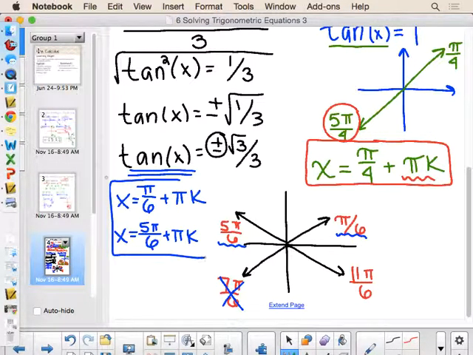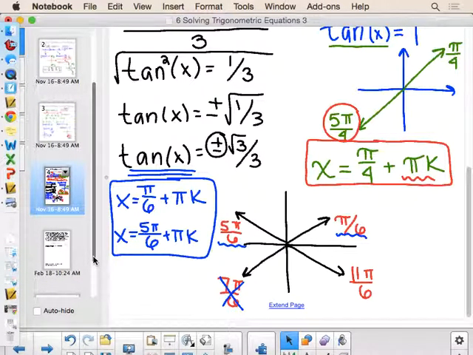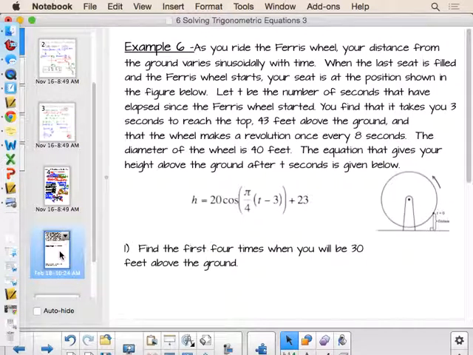So what I have boxed in, these three general solutions, are the three general solutions that I would need to see on a test or a quiz in order to give you full credit for these problems. Okay? All right, so now we keep on going. So now we're going to move into real-world problems.